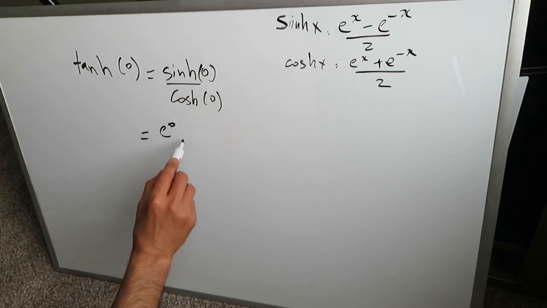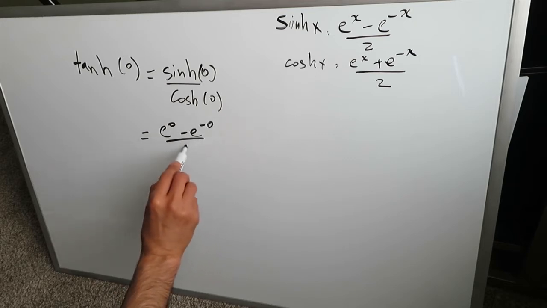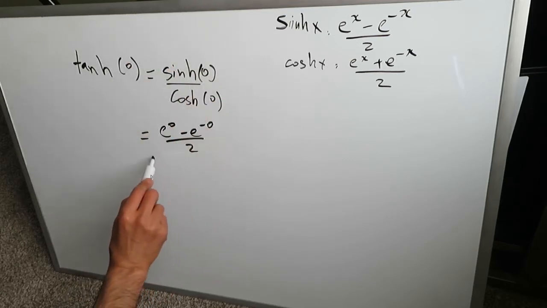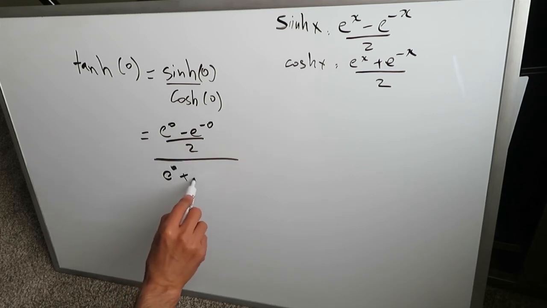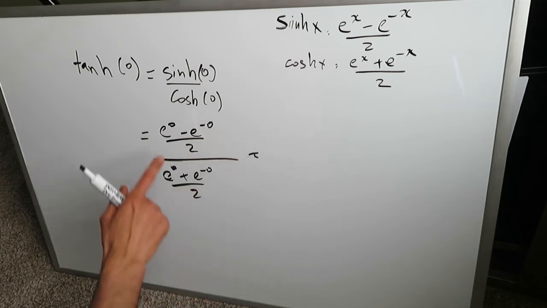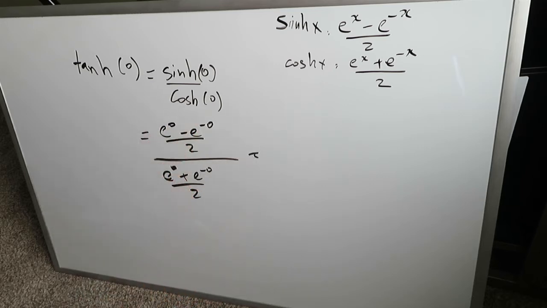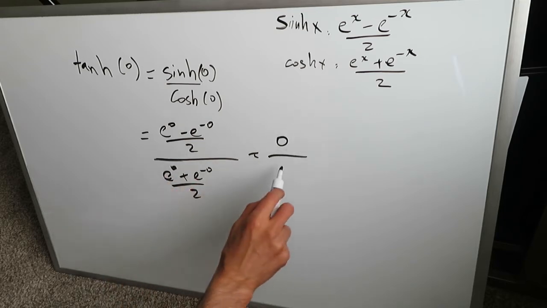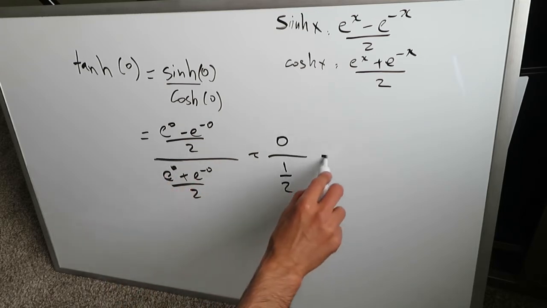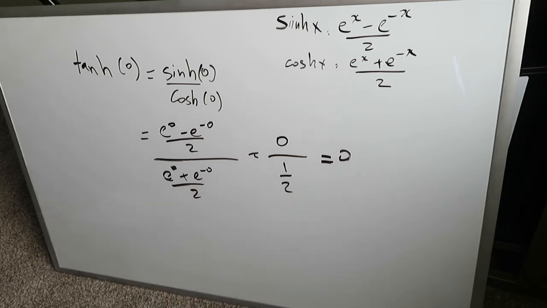e to the 0 minus e to the minus 0, over 2. This right here covers the sinh 0 aspect. Now we go to the cosh version. e to the 0 plus e to the minus 0, over 2. What are we going to get? This is (1 minus 1) over 2. You're going to get a 0 on the top. You get (1 plus 1) over 2 on the bottom. So all of this will still end up giving you exactly 0.